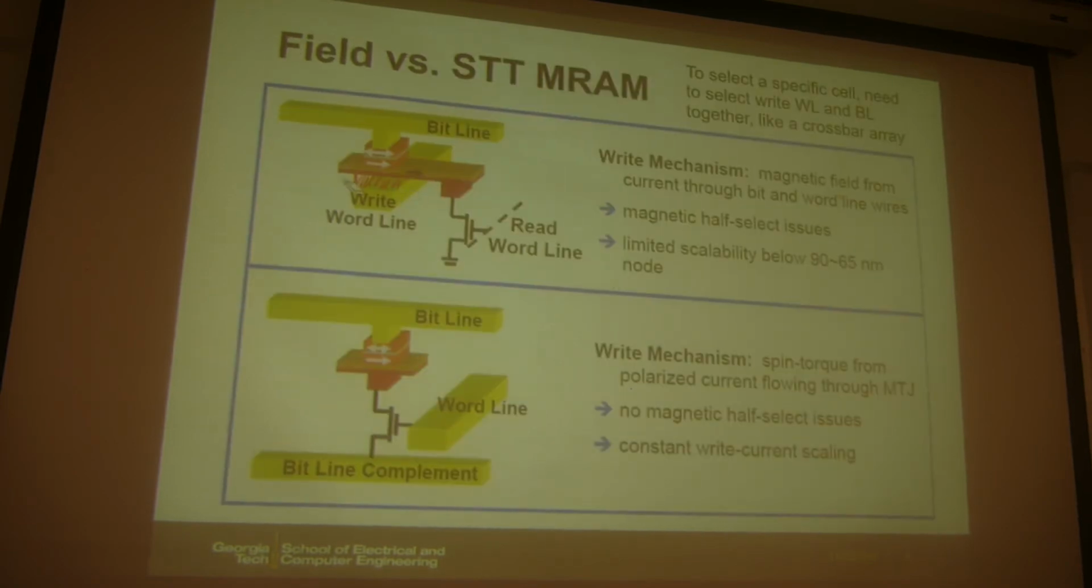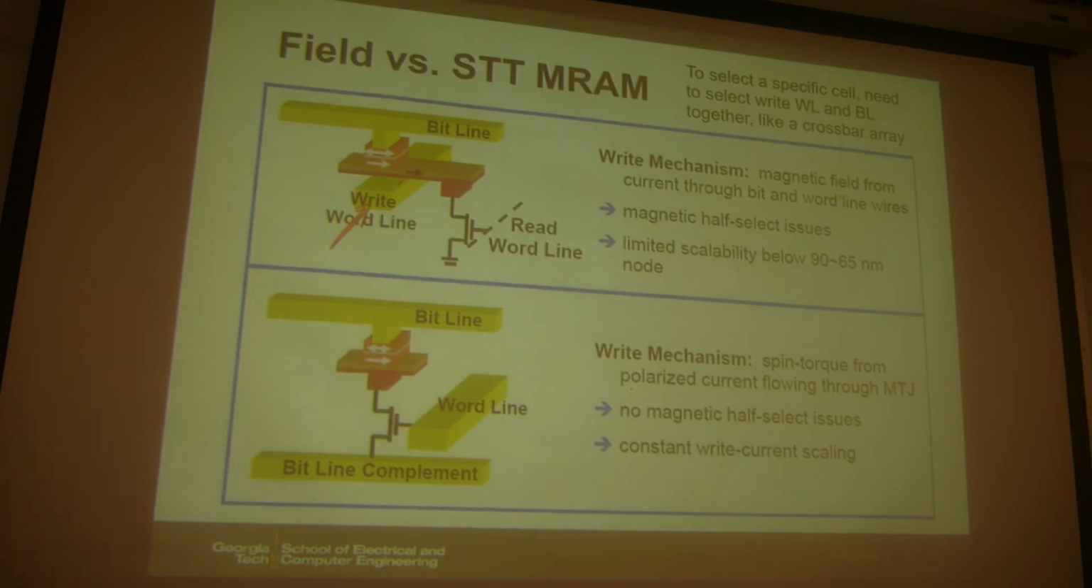So the way you change the orientation is to pass a large current through this write word line. So you pass current and then you will generate the magnetic field. Why is that? Any idea? If you pass current to that write word line, then you will generate magnetic field. Why is that?